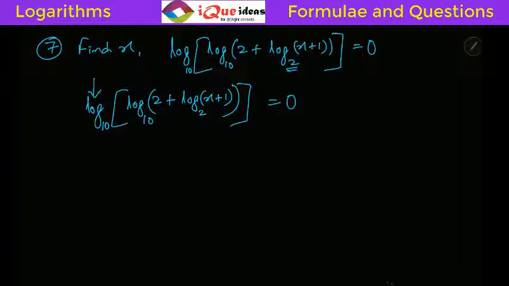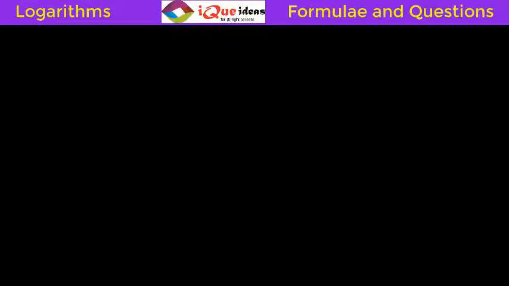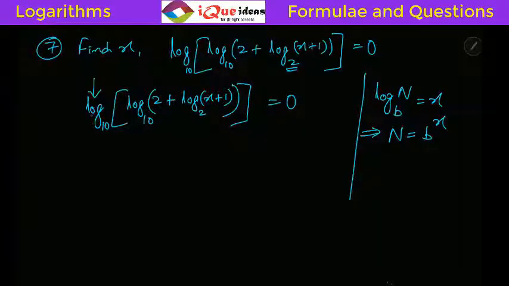Now let me remove the first log first. We have already done the rule wherein we say that log of n to the base b, if it is equal to x, this means n is equal to b to the power x. Right? So applying this, if I remove the first log, this is the base and this is the value of x here. So it becomes, this 10 goes to the other side, it becomes 10 raised to the power 0. And this side we will have log to the base 10 of 2 plus log of x plus 1 to the base 2. Right? Now 10 raised to 0 is 1.